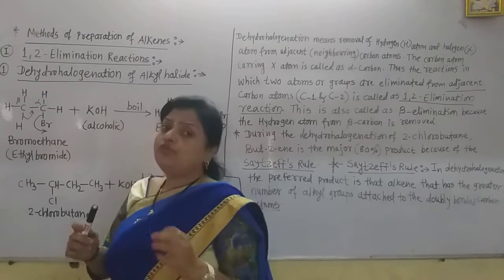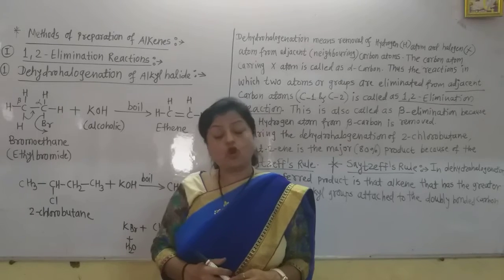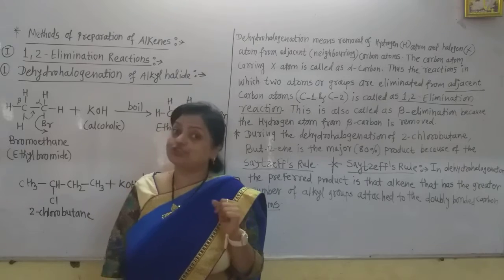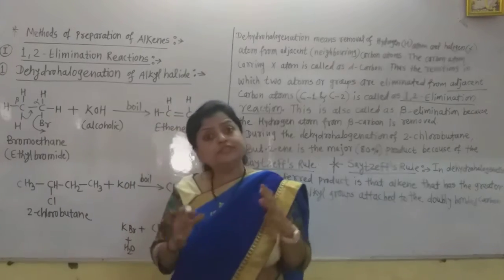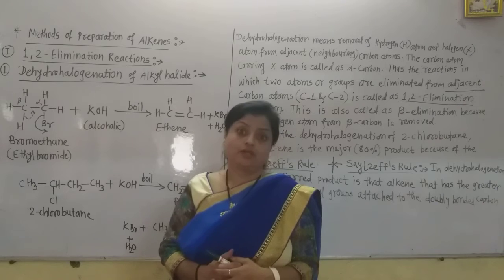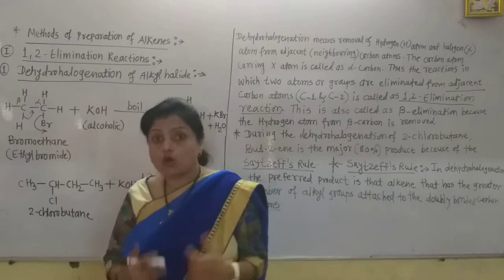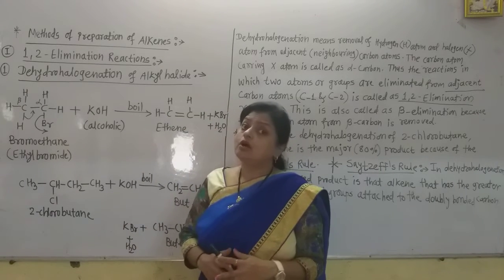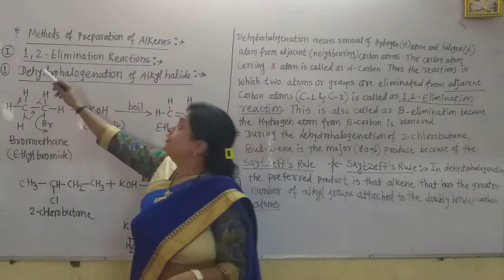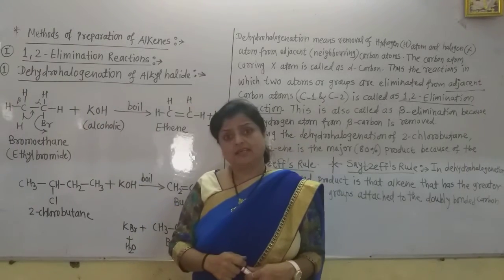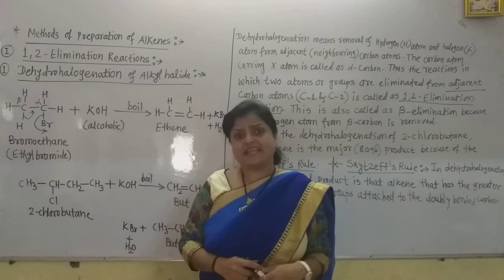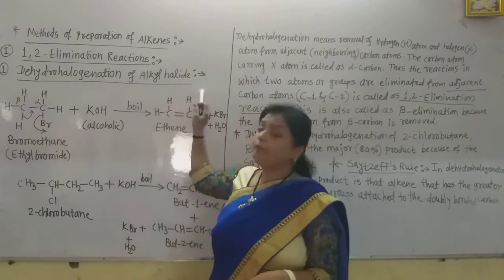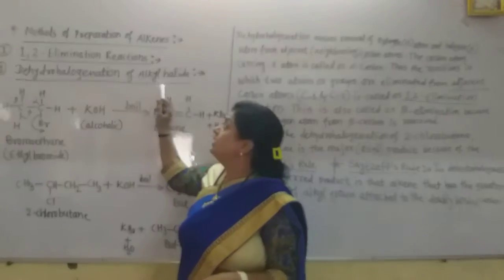Now how can we prepare alkenes? Because yesterday we have seen the isomerism of alkenes and the definition of alkenes. Now come to how these alkenes are prepared. What are the methods of preparation of alkenes? Here, the first more important method for the preparation of alkene is the 1,2 elimination reaction. There are many 1,2 elimination reactions, but first see the dehydrohalogenation of alkyl halide. This is also a 1,2 elimination reaction.